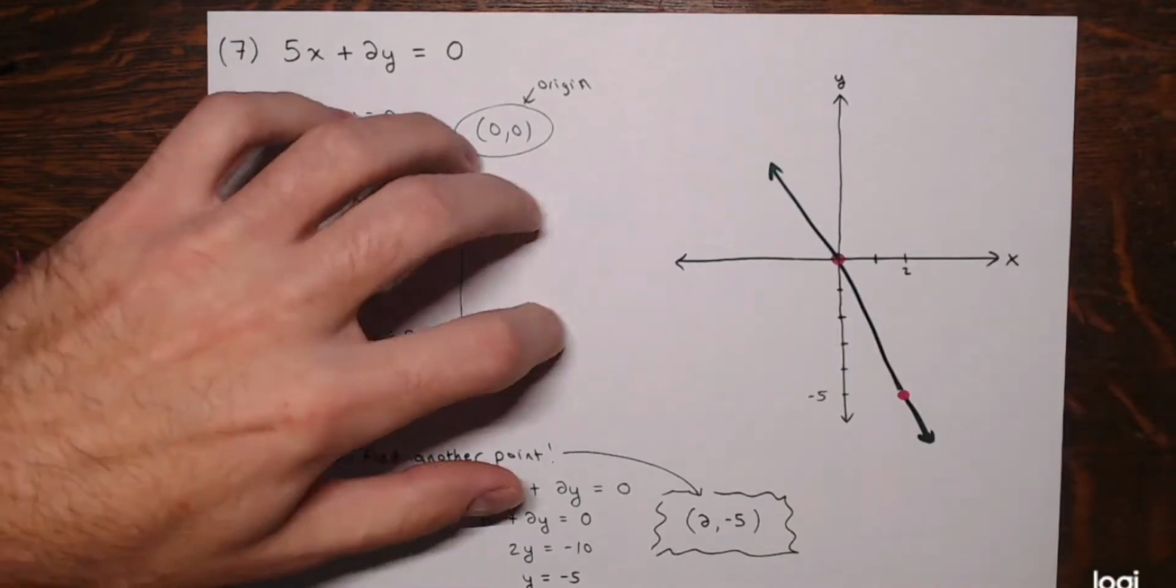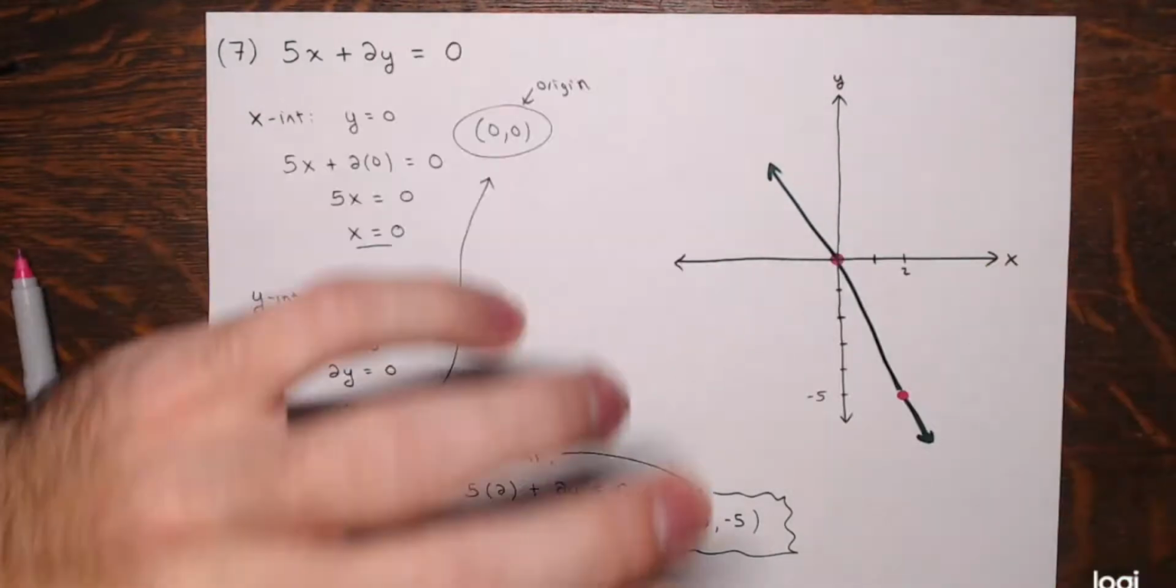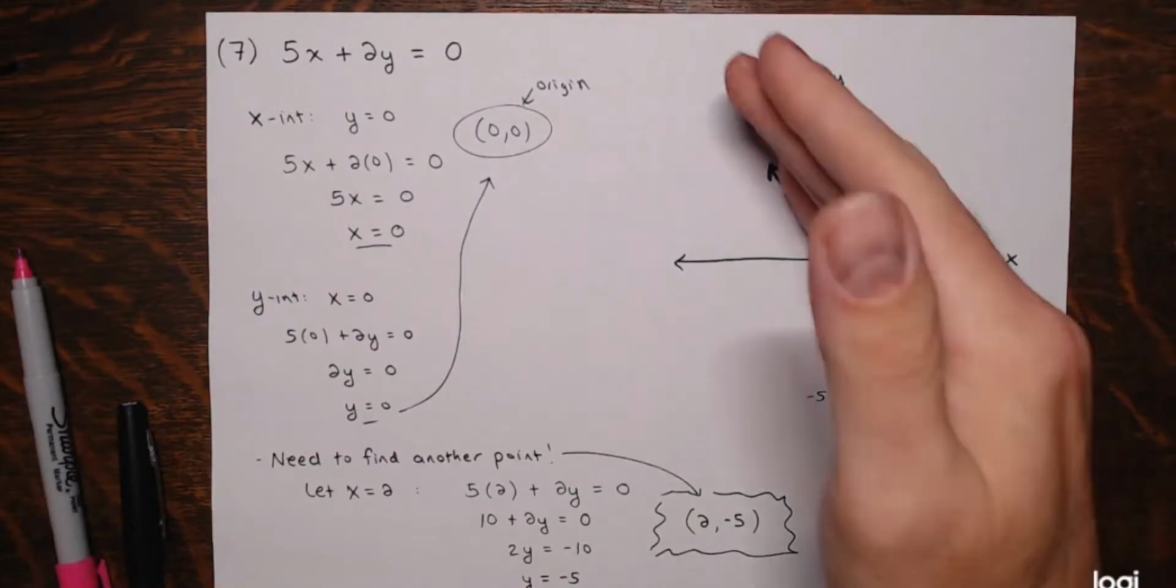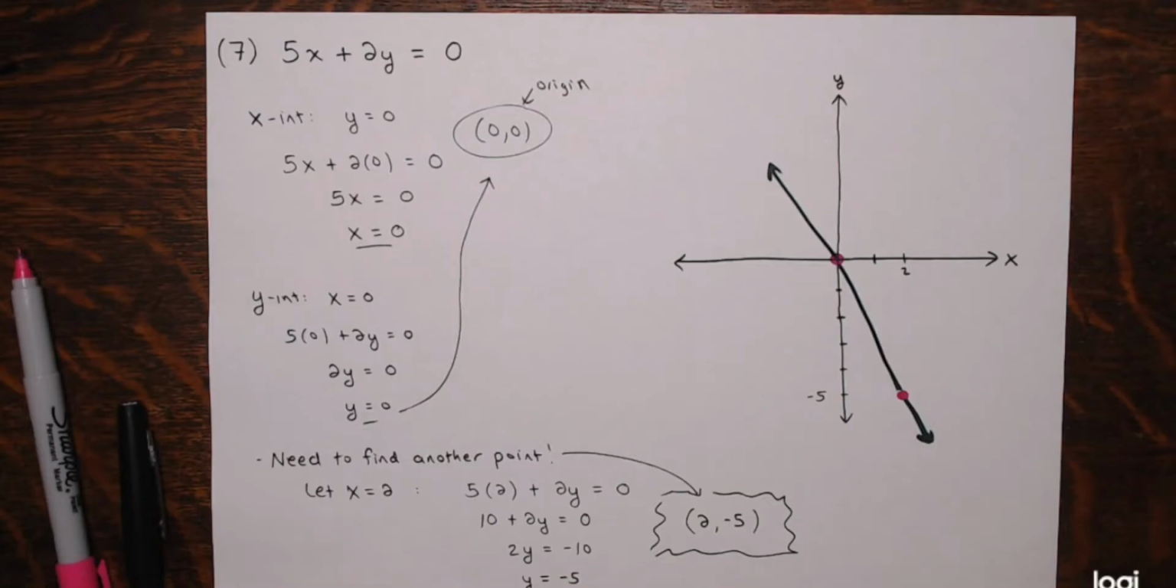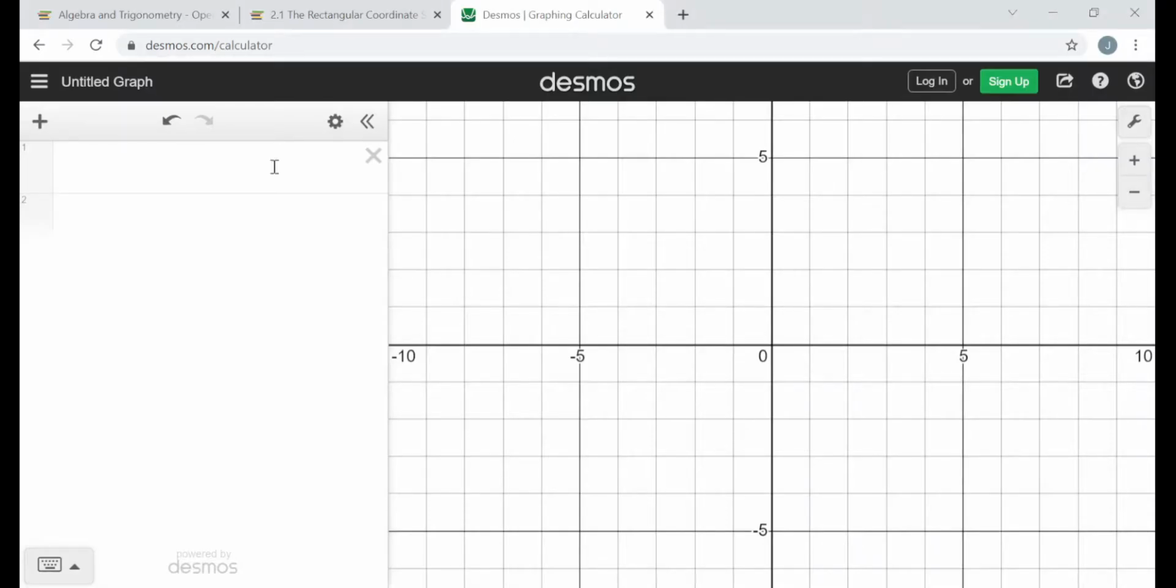Oh, that was terrible. Wow. You know what? I will show you this on Desmos because that was a bad line. I should have used a ruler or something there. Let me actually show you a much better picture. My apologies. 5x plus 2y equals 0, and look at that.